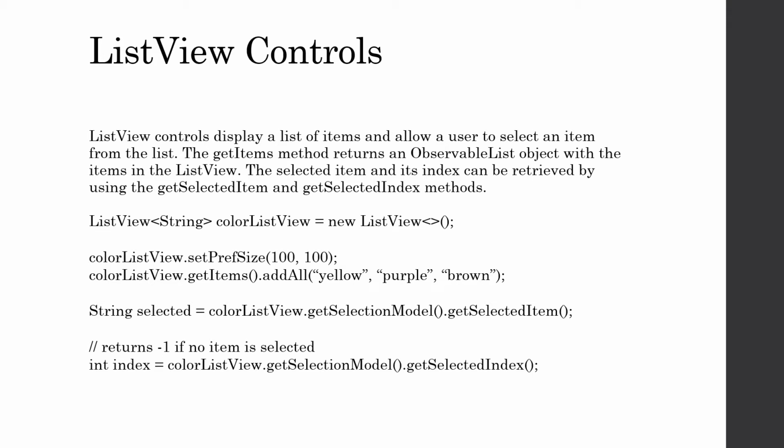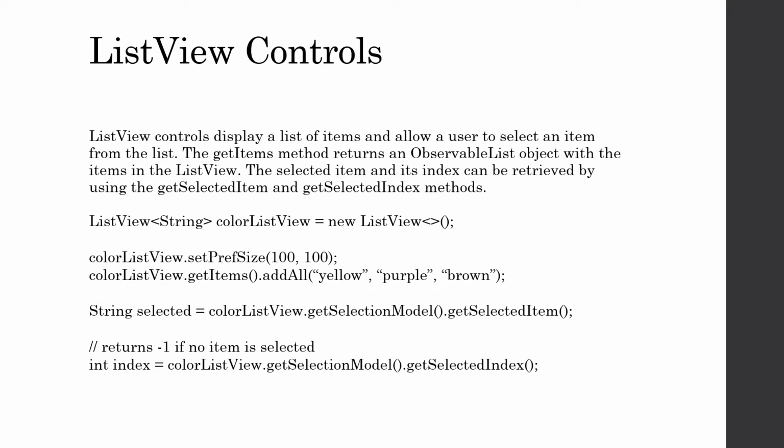So we have a little bit of an example right here where we are creating a list view of strings. So we're specifying the data type of the individual items in that list view. We give it a name, so we're going to call this the color list view, and then we will assign to it a new list view object. The very first line that comes after it is setting the preferred size, basically setting up the dimensions for the list view. You can think of that like the dimensions for the entire application window, where we're specifying a width and a height. In this case, I'm doing 100 by 100.